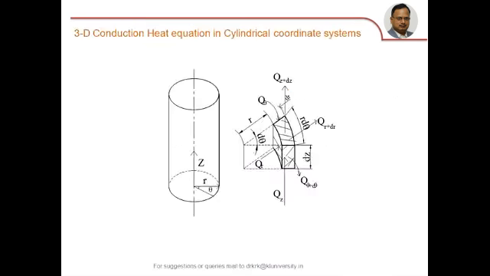In general, when you consider a slab, we choose the dimensions x, y, and z because we can measure it in terms of x, y, and z coordinate system. But whereas when it comes to a cylinder, the conventional system followed is r, theta, z.